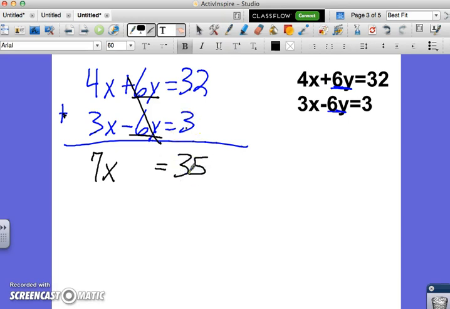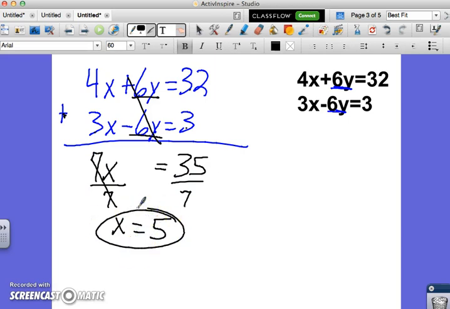Now the rest of the problem works just like substitution. We're going to divide both sides by 7 and find that x equals 5. So we've got x equals 5. Well, how do we find what y equals? We take this back over here and substitute it in. It doesn't matter which one. Just like in substitution, we just pick one. I'll just pick the top one.